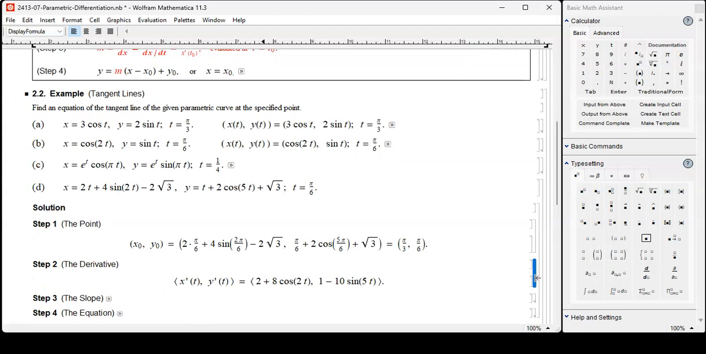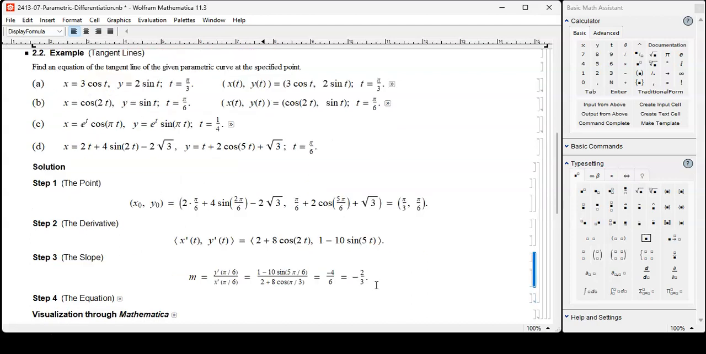Derivatives. Well, we have a bunch of constants here, so they go out. We have 2 and 1 there. We have sine, cosine, so this one becomes cosine, this one becomes negative sine with some chain rules, so be careful about those coefficients. Okay, and then the slope. It's y prime over x prime evaluated at pi over 6, so you must do your computation.